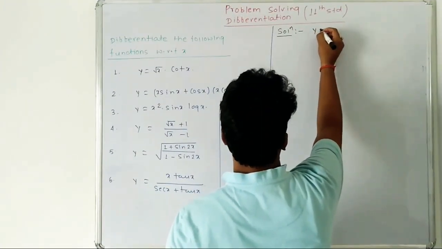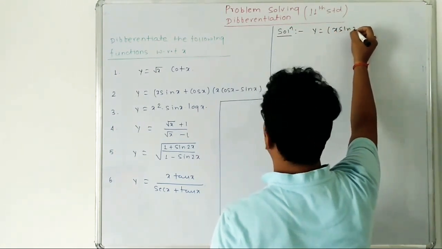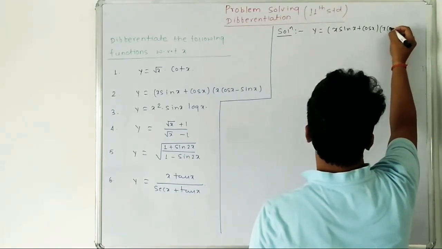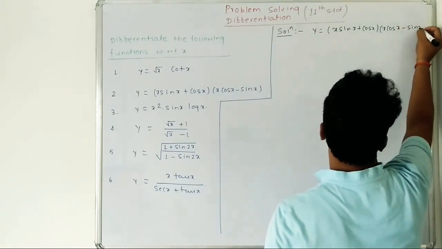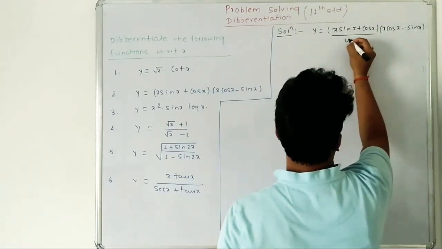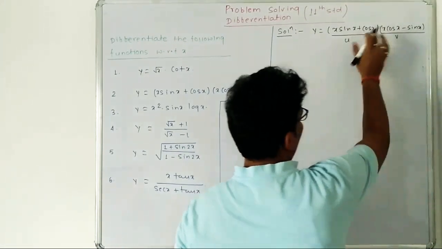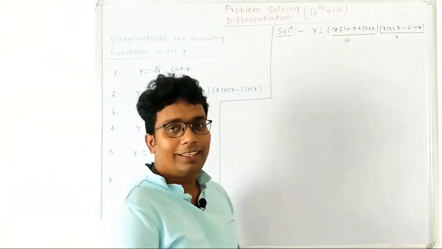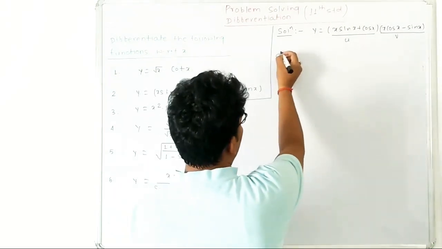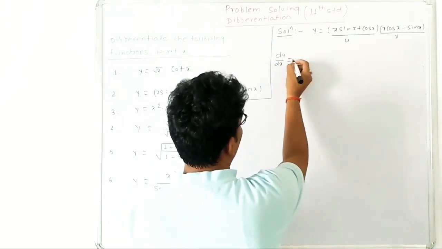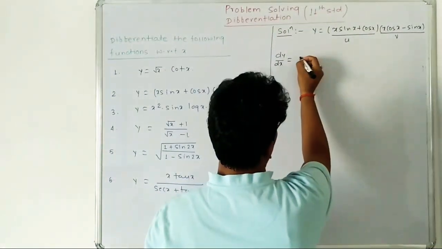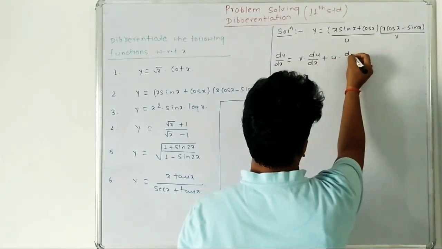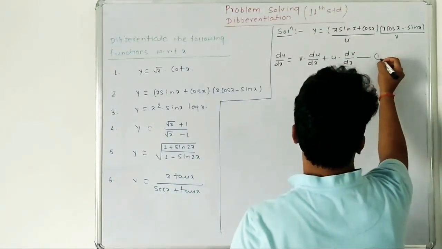Second question is y is equals to x sin x plus cos x, and the second bracket is x cos x minus sin x. Now we have to assume the first bracket as u, the second bracket as v, because these two brackets are in the product form, u into v form, right? So dy by dx, I always say you first write the formula. So v into derivative of u and plus u into derivative of v. I am taking this as equation number 1, right?